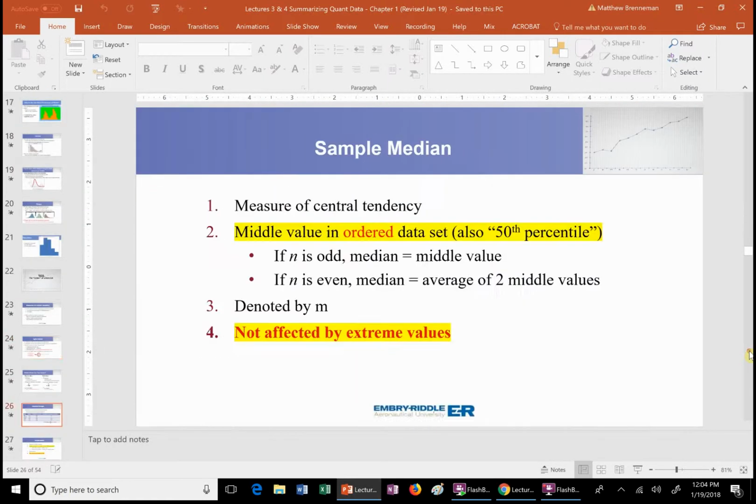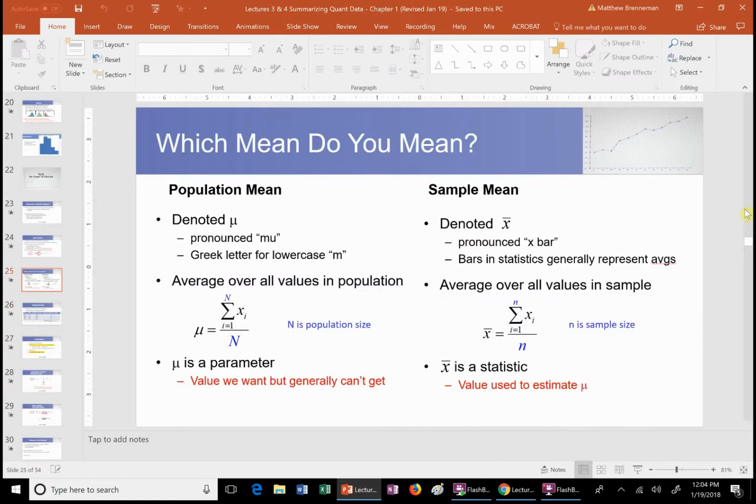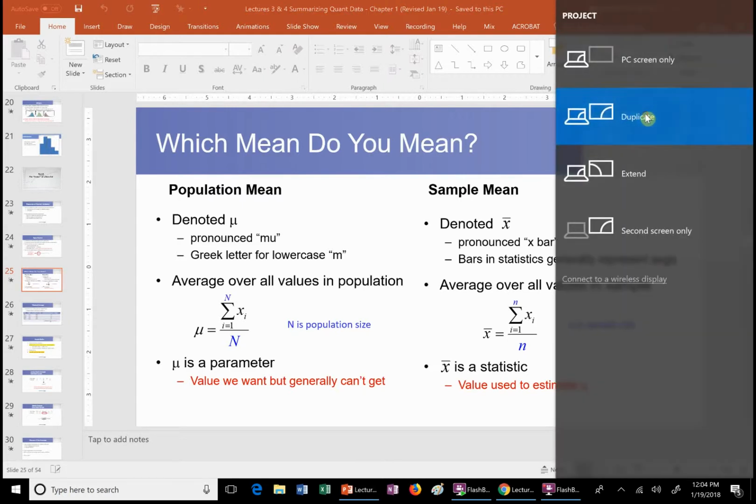So we're way back here. I'm going to emphasize again that when we're looking at the mean, there's a population mean and a sample mean. It's not displaying. Okay, there we go. Sorry about that.